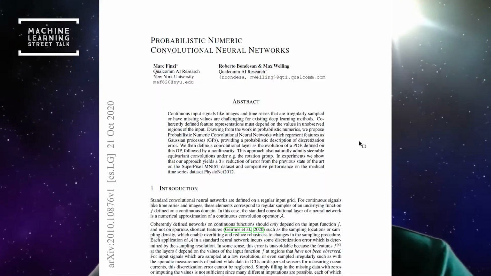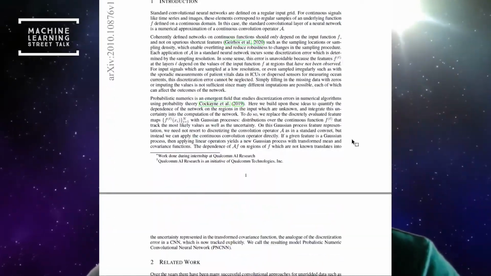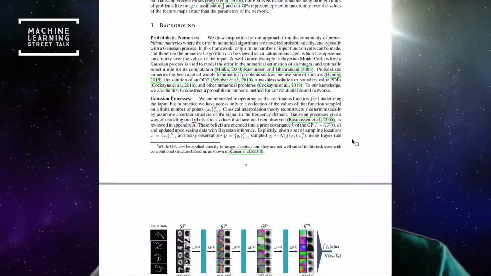I found the conversation with Max to be extremely helpful here, and he does a great job of explaining what's going on. Max has another exciting paper out: Probabilistic Numeric Convolutional Neural Networks. It's a paper by Marc Finzi, Roberto Bondesan, and of course Max Welling.